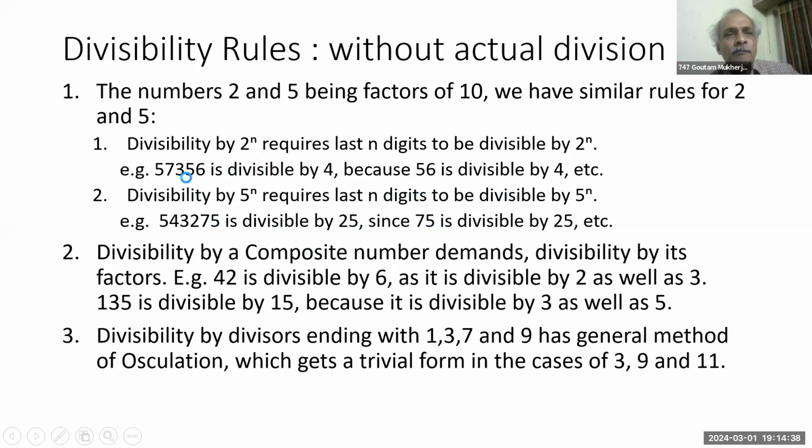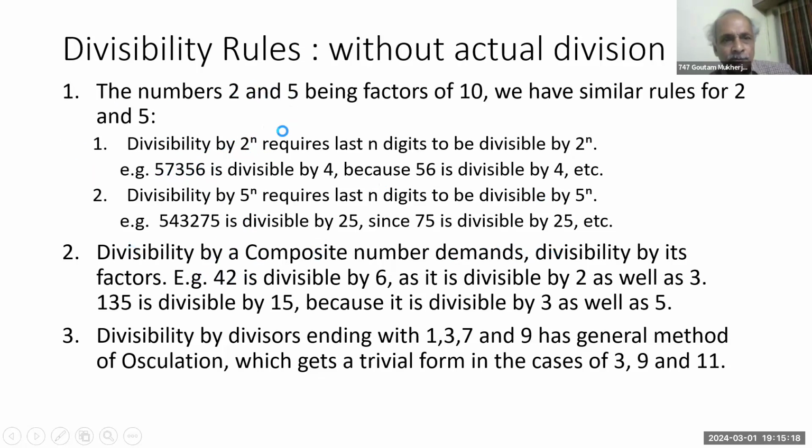Suppose we check whether this is divisible by 8. We find that it is not, because 356 is not divisible by 8. Had it been 456, it would have been divisible by 8, since the last three digits are checked. If it is 2 to the power 4, that means 16, the last four digits have to be checked. That way. Divisibility by a composite number is the second category I'm coming to.